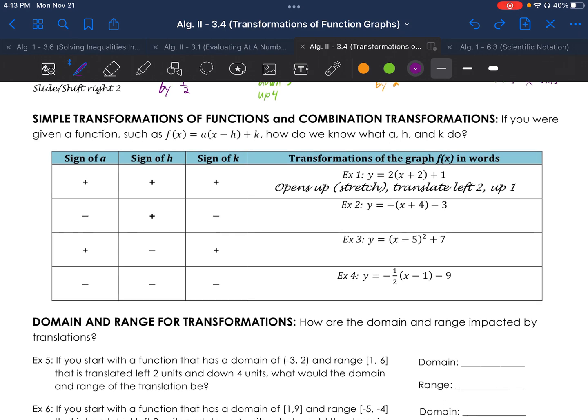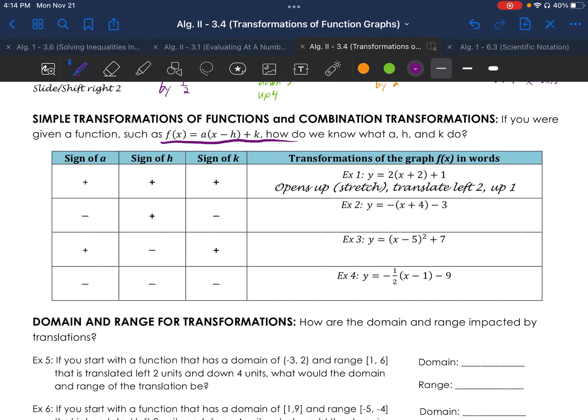Alright, so simple transformations of functions and combination transformations. So we can have multiple of these transformations at once. There will be times, and quite often I might add, where not only will we stretch it by 2 or something like that, but we'll also translate, slide or shift, whatever word you want to use for that second one, by like down something and right something. That can happen all at the same time.